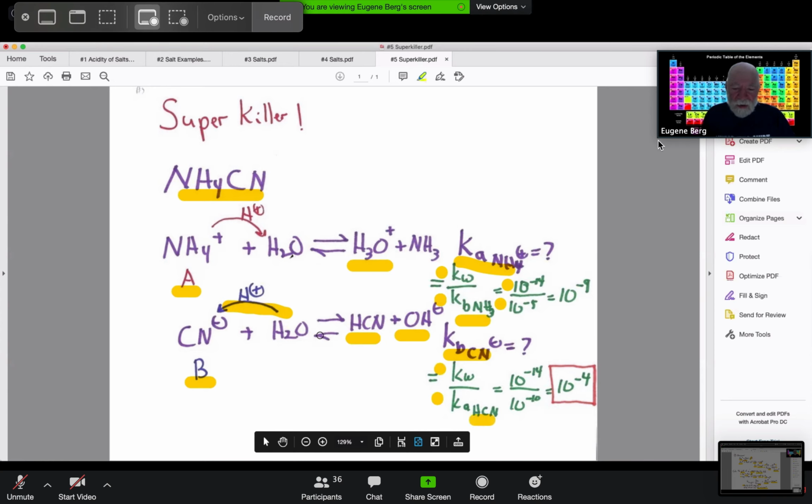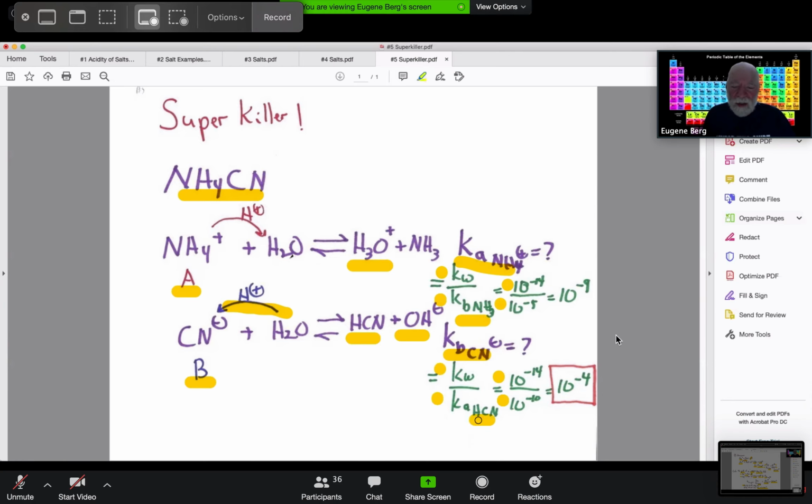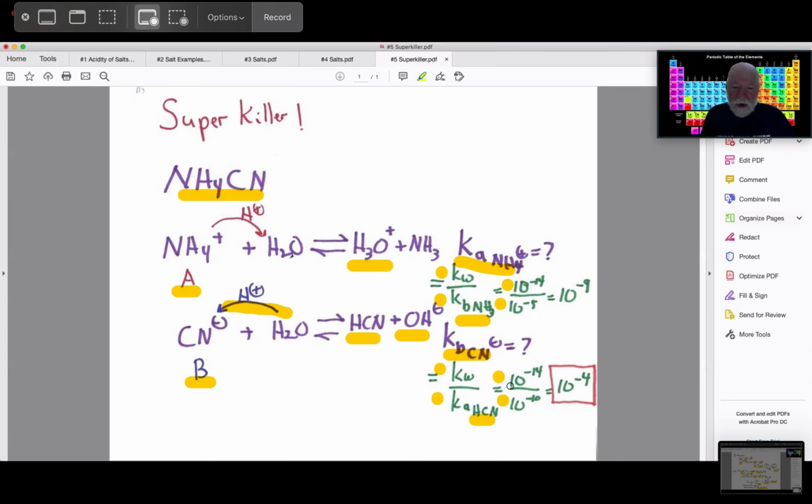Mathematically, K sub W is 10 to the minus 14th. The K sub A for HCN is about 10 to the minus 10, and we get an answer of 10 to the minus 4. Now, why did Berg put a red box around this one? Because of the two Ks, this one is 10 to the 5th larger. That's 100,000 times larger. So they both take place, but the one that dominates is going to determine if it's an acidic or basic salt. Since the K sub B is larger than the K sub A, this salt would be a basic salt. Pretty good problem, don't you think, where both of them take place, and you have to figure out which one is going to be the dominant one.